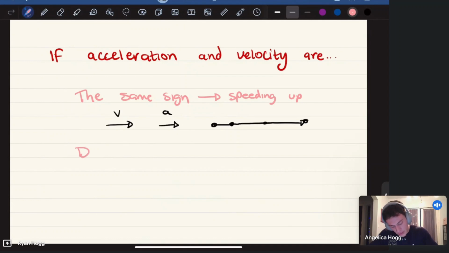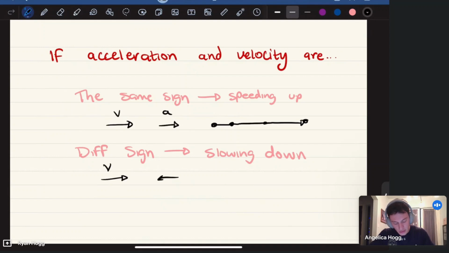But if they're different signs, then you're actually slowing down. So if velocity is to the right, like we had in that last example, but acceleration is to the left, well, then we're going to be covering less distance per time because we're slowing down. But then we're going to end up speeding up in the other direction. Remember, the distance between each of these dots shows how much distance was covered in a certain amount of time. So the bigger the distance between those dots, the higher the velocity that the car had at that point.